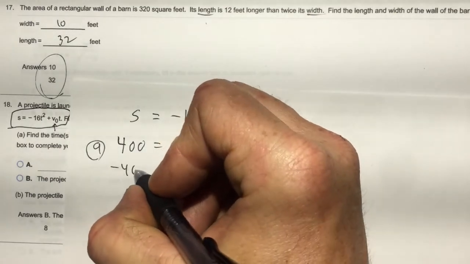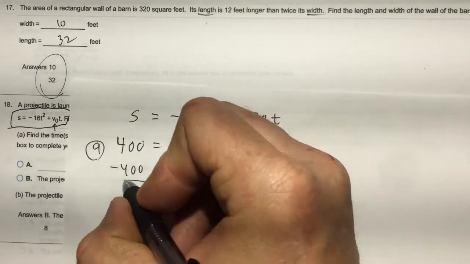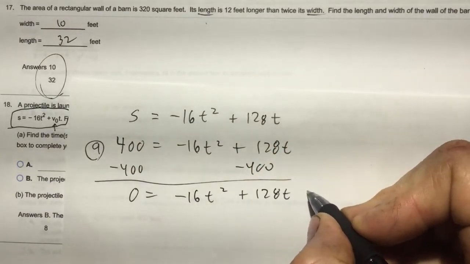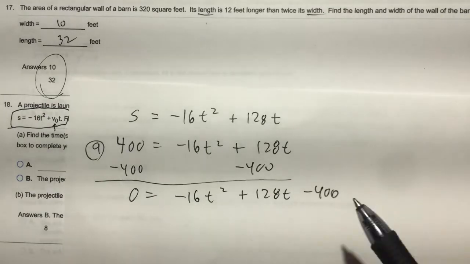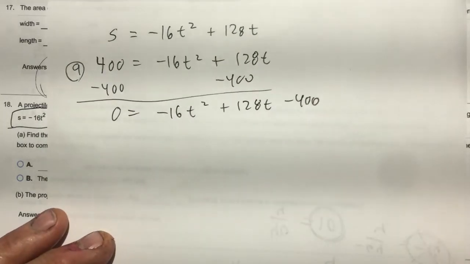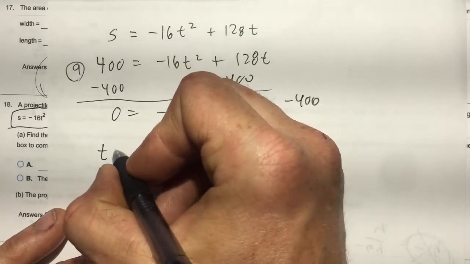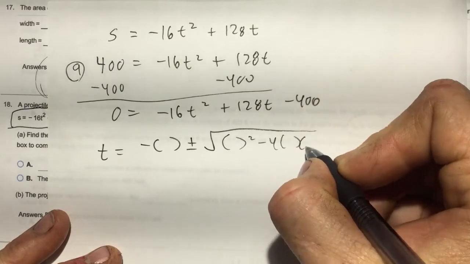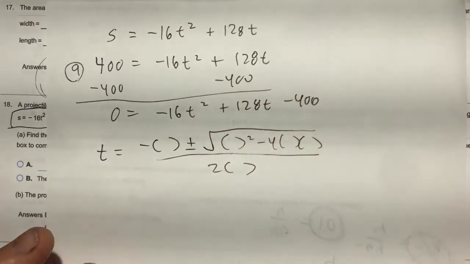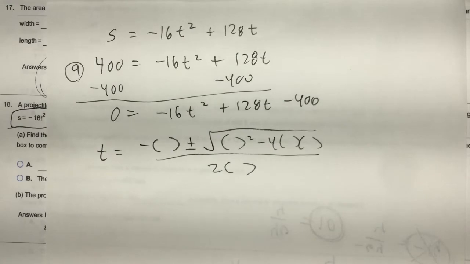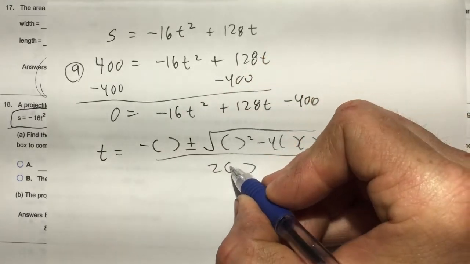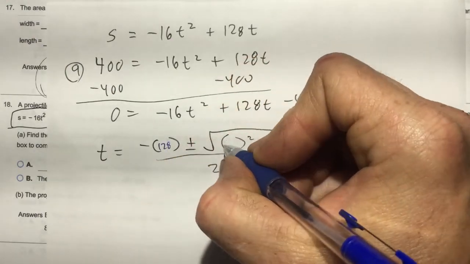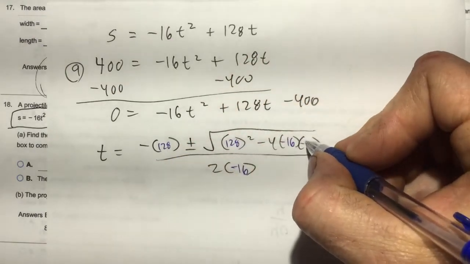Which means I'm going to have to minus 400. I'm just making it equal 0. And now I can solve this using the good old quadratic formula. T equals -b plus or minus the square root of b squared minus 4ac all over 2a. All right. My a is -16. That goes here and here. My b is 128. We got a 128 there, 128 there. And my c is -400 over there.